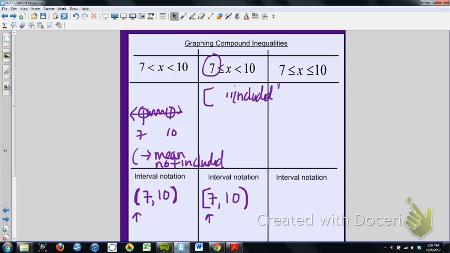Okay, and if I were to take this interval notation and I were asked to graph it, then I would do exactly what I did before. I'd have a closed circle at 7 and an open circle at 10 because that is what the interval notation suggests. Notice you cannot write this as 10, 7 bracket. You can't write it like this because 7 would have to come before 10. 7 is on the left side of 10 on the number line, so it's on the left side of 10 in interval notation.